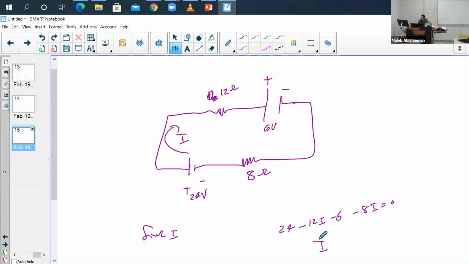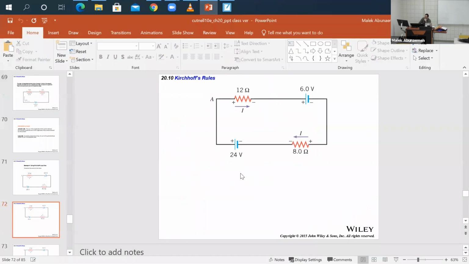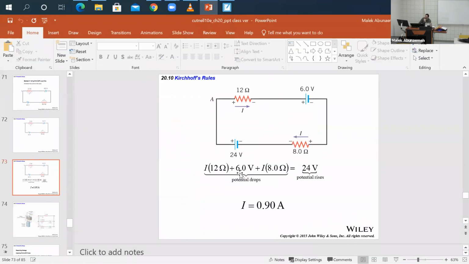So your I minus 20I equals minus 18. That means your current is going to equal 18 over 20, which is going to equal 0.9 amps. And that's what we got.